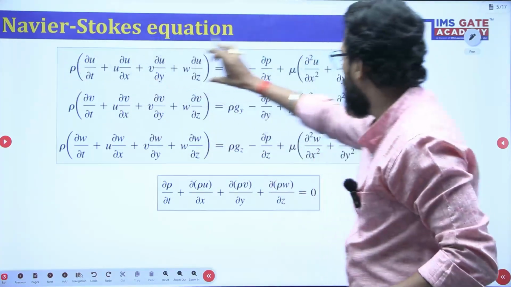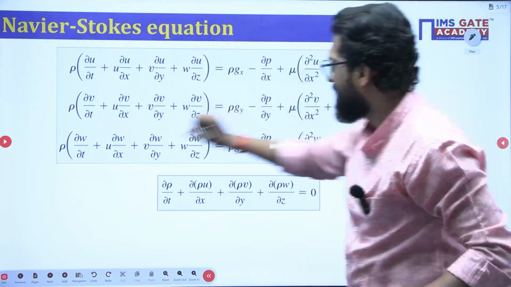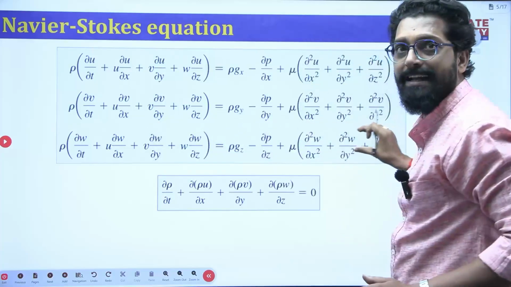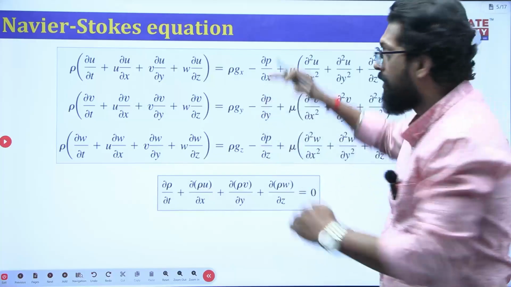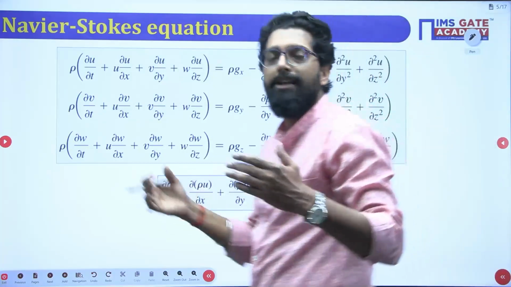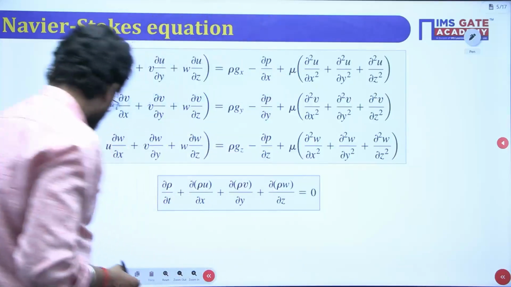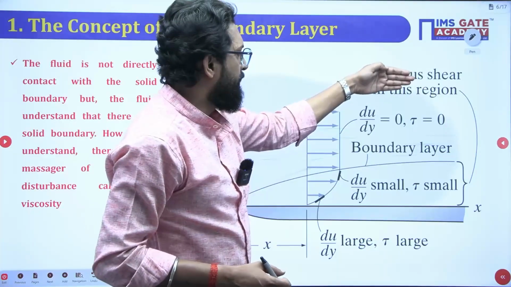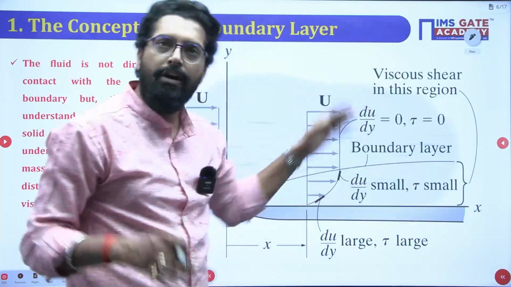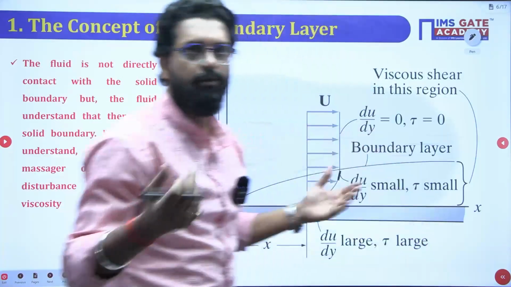So this is the net force in x direction. This is your net force in y direction. This is your net force in z direction. Along with that, there is a continuity equation. With these two equations you can solve any situation of the boundary layer. We already discussed what is the condition above the boundary layer and what is the condition below the boundary layer in the previous classes. If you don't know about this, just go to the previous class.